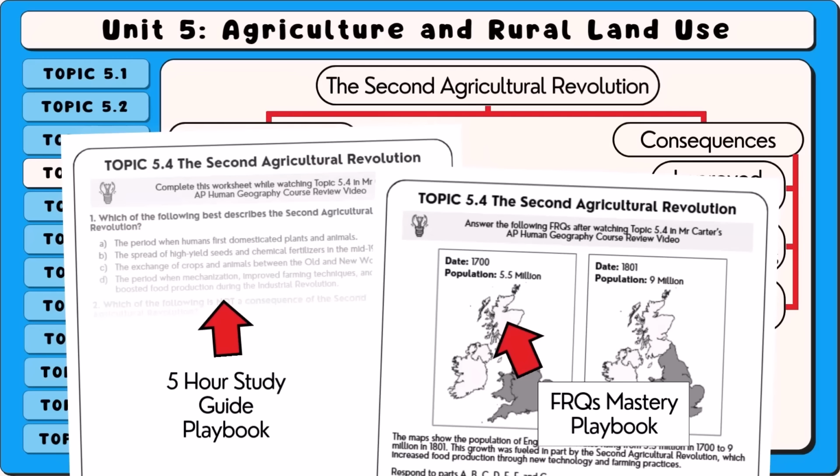Okay, that brings us to the end of topic 5.4. If you're following along with the study guide, check your answers for this section using the answer key before moving on. And when you're ready, we'll move on to topic 5.5.